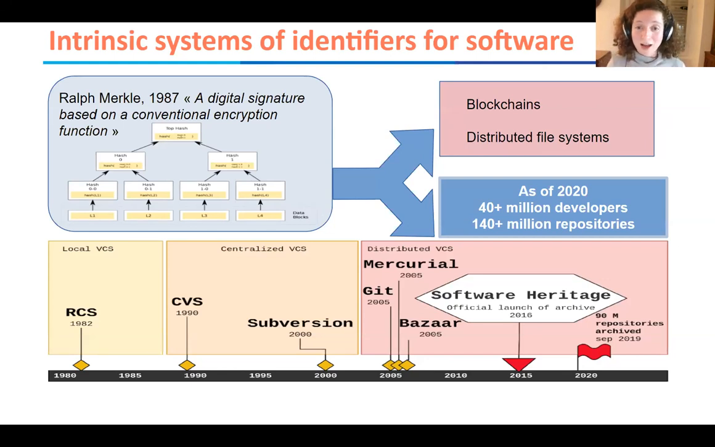But the intrinsic system of identifiers for software is not something new. Already in the 80s, Ralph Merkle came up with this idea, digital signature based on a conventional encryption function, which can identify not only one single object, but a complete tree, the Merkle tree. It is the basis for blockchain and distributed file systems. So here you have a historical timeline, from centralized local version control systems into distributed version control systems, where the most popular one is Git. And as of 2020, there are more than 40 million developers and more than 140 million repositories. With these systems, objects are identified with intrinsic identifiers.